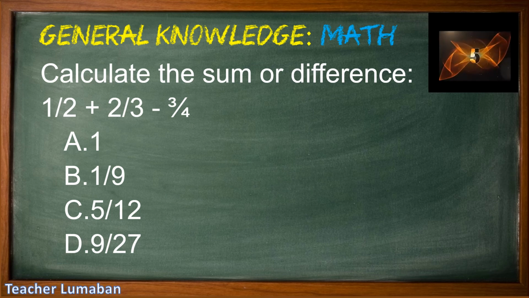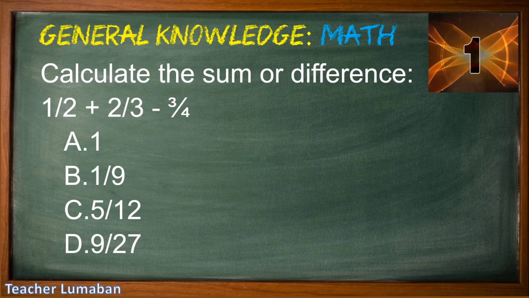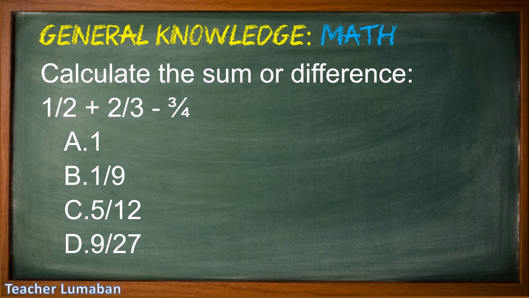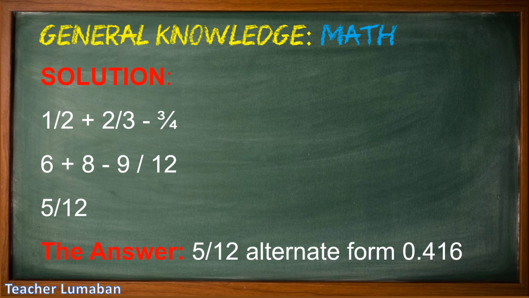5, 4, 3, 2, 1. The suitable answer is letter C 5/12. Solution. 1/2 plus 2/3 minus 3/4. Write all numerators above the least common denominator 12. 6 plus 8 minus 9 over 12. Calculate the sum or difference. 5/12. The answer, 5/12 alternate form 0.416.